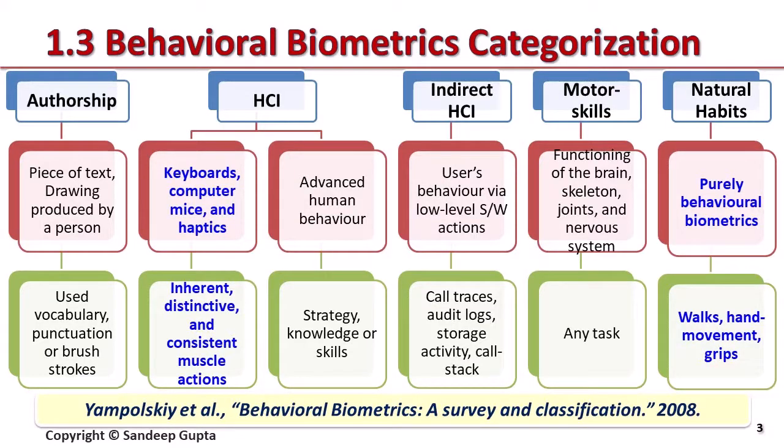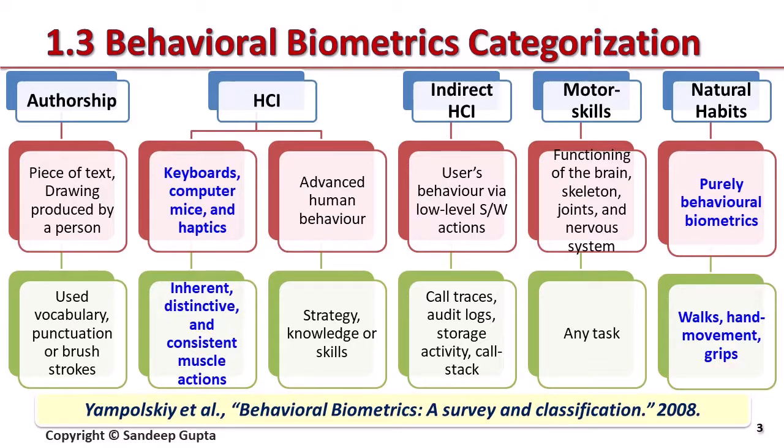Behavioral biometrics can be classified into 5 categories according to the type of information collected from or about the users. The first category is authorship-based biometrics that examines a piece of text or a drawing produced by a person. Verification is done by observing style peculiarities typical to the author of the work being examined, such as the used vocabulary, punctuation or brush strokes.